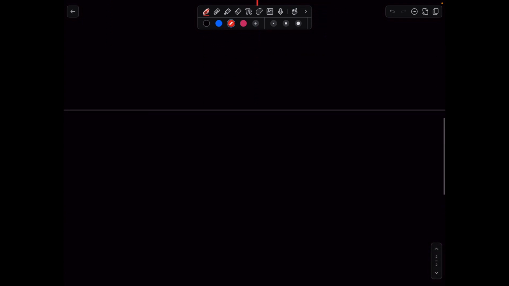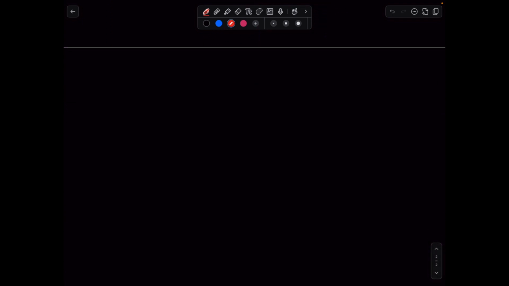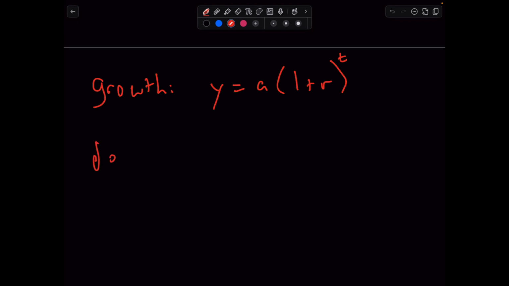There is a formula to use for it. And it's almost the same formula, except for one sign difference. So for growth, your formula is y equals a(1 plus r) raised to the t. And then for decay, y equals a(1 minus r) raised to the t.